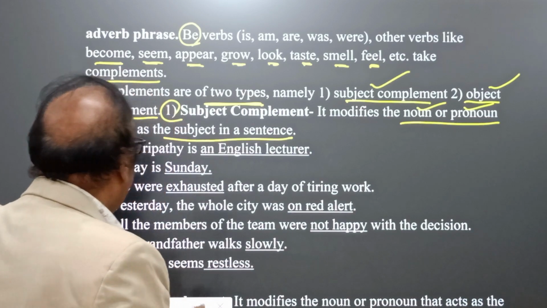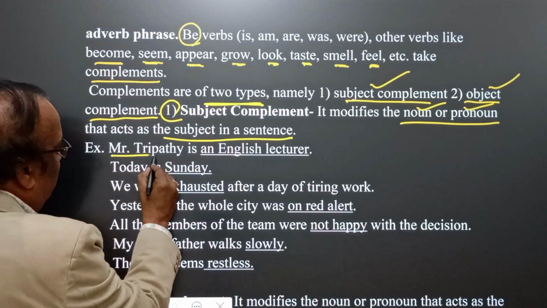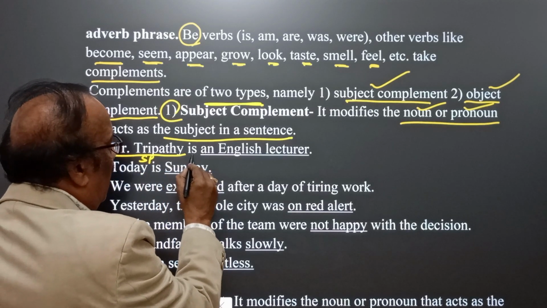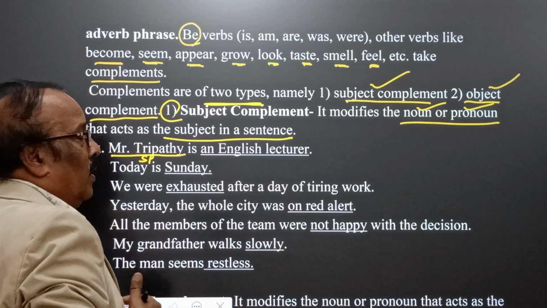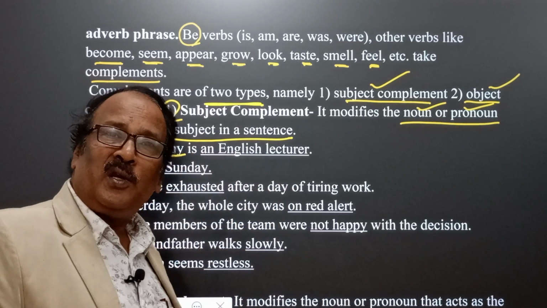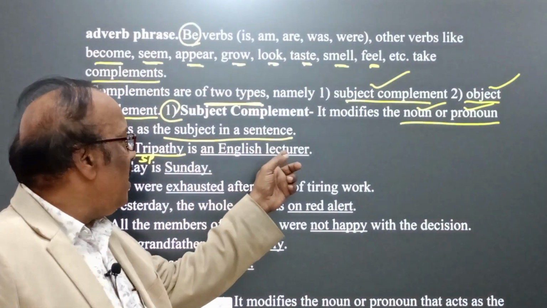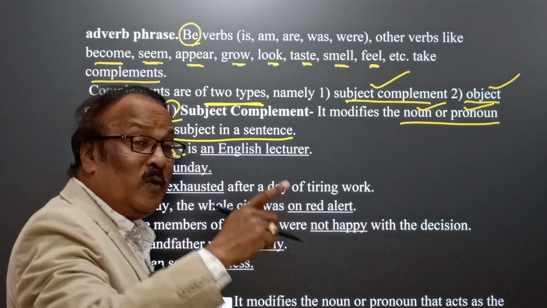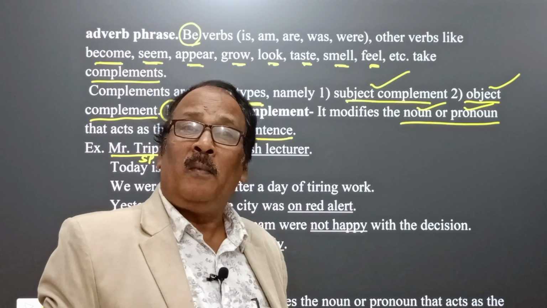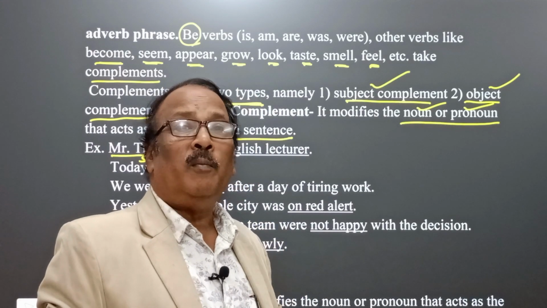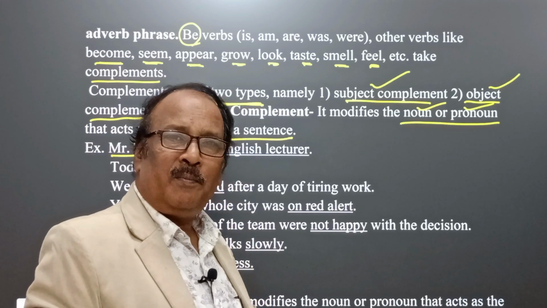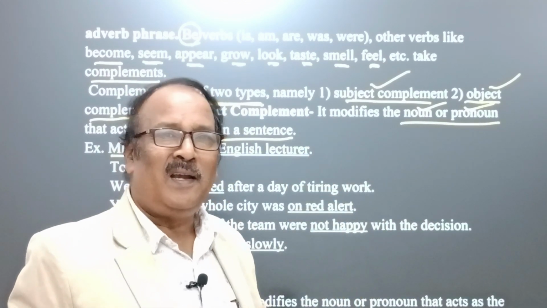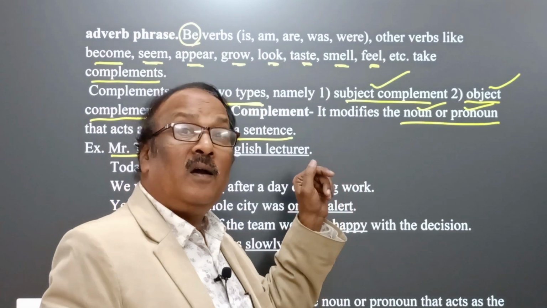Let's see. Here we find Mr. Tripathi, subject part, is an English lecturer. Yes, is an English lecturer is the predicate part, as we have discussed. Is is the verb, and the verb is the more important part of the predicate part. But our discussion is not the predicate now. Our discussion is the complement.